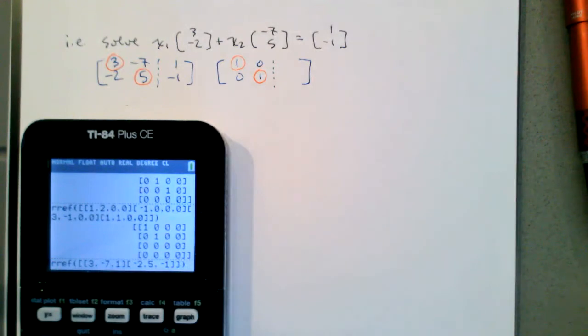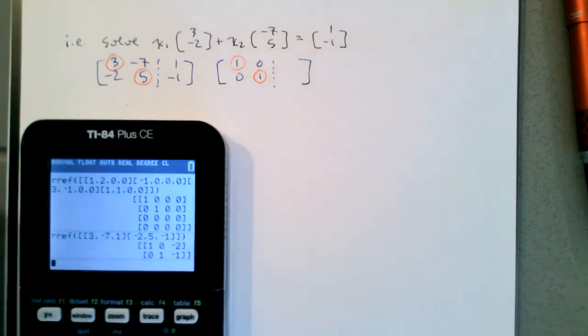Yep, I knew that was going to happen because the columns of that matrix, (3, -2) and (-7, 5), which I haven't named yet, but we could call A, will be linearly independent. There are only 2 columns and one is not a multiple of the other. So the reduced row echelon form has a -2, -1.